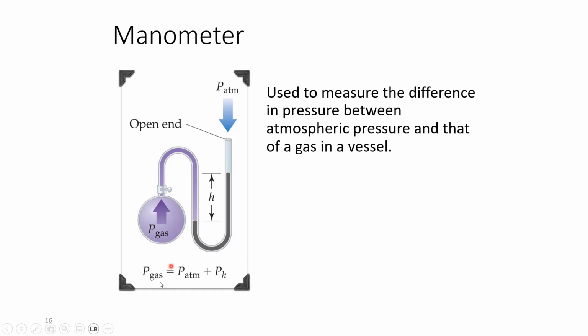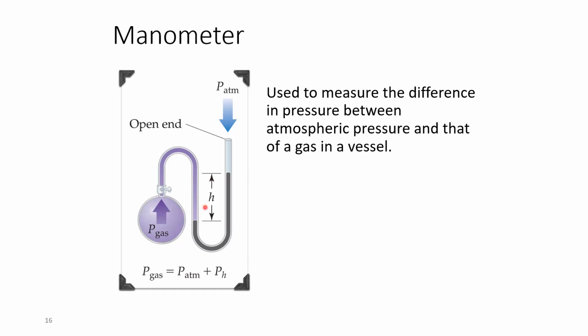So what we can do is use the equation at the bottom. The pressure of the gas, the pressure in this vessel, is going to be equal to the pressure of the atmosphere plus the pressure reading that we make here. So again, just like with the barometer, or the mercury barometer at least, we can just measure the height difference here. And that'll be our pressure in millimeters of mercury, or whatever distance unit we use to measure, but typically millimeters.